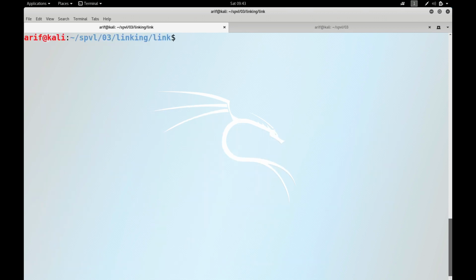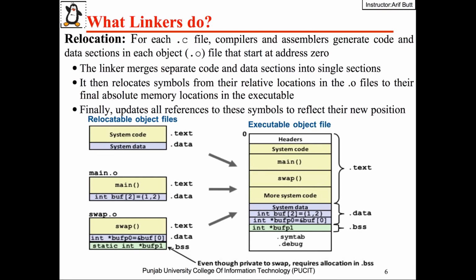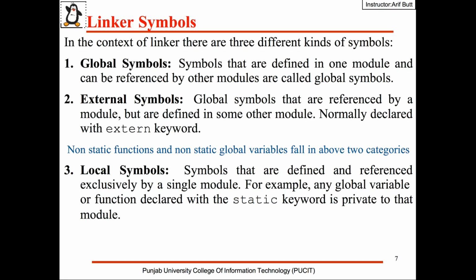And now let us try understanding the second task that every linker performs, that is symbol resolution, or how a linker merges the symbol tables of all the .o files and creates a global symbol table for the final executable. Let us again move on to the slides and see the three types of symbols in the context of linker.